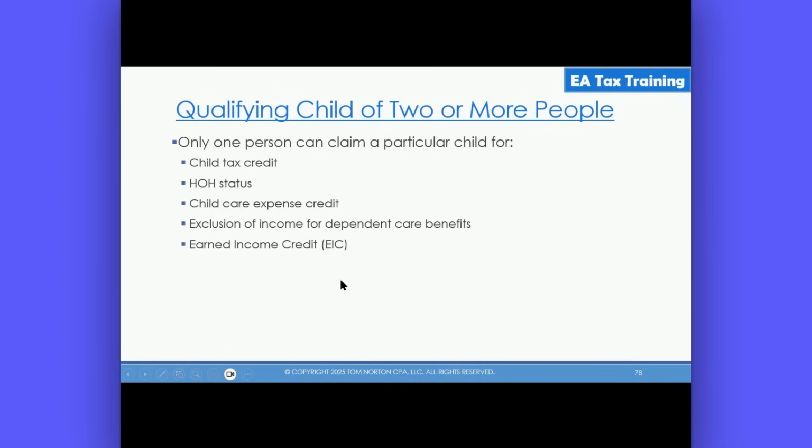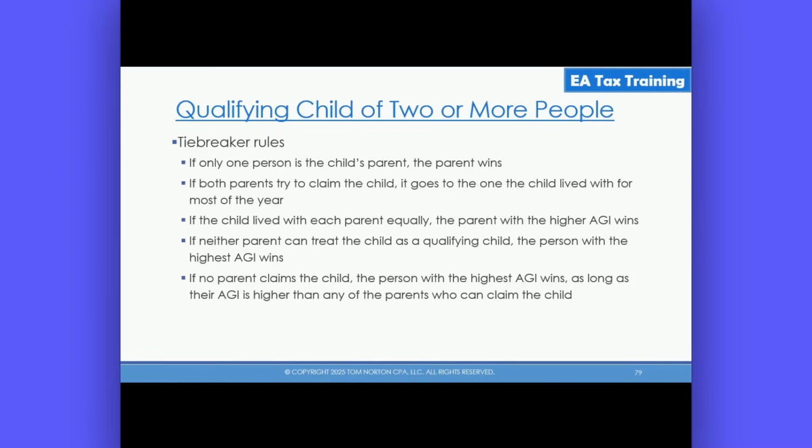Qualifying child of two or more people. So, as we said before, only one person can claim any particular child in any particular year for any of these things: for the child tax credit, for the head of household status, the child care expense credit, exclusion of income for dependent care benefits, and the earned income credit. So two people cannot claim the same child for any of these things. So what do we do if one child qualifies for two or more people? We have to have tiebreaker rules, and we referred to these earlier.